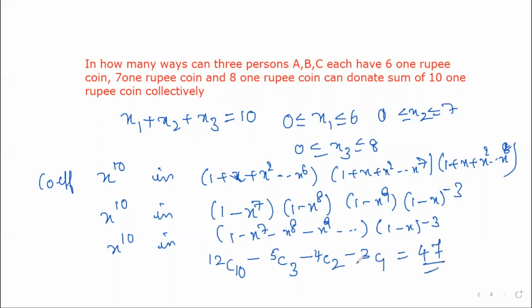So this is where the coefficient method is used when there is a restriction at the upper end. Simultaneously, you can also use it when there is a restriction at the lower end also.